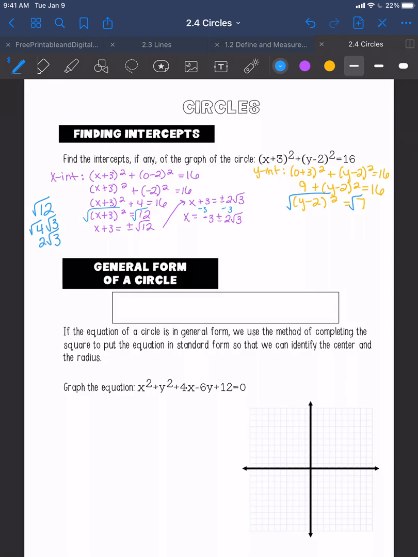Here we take the square root of both sides. So y minus 2 equals plus or minus the square root of 7. And then we add 2. So y equals 2 plus or minus the square root of 7. Those would be our two y-intercepts.